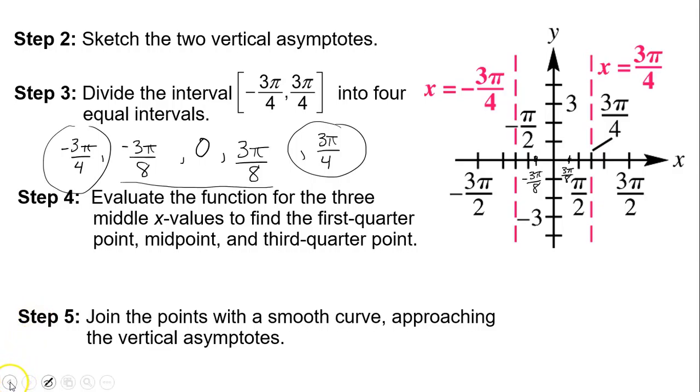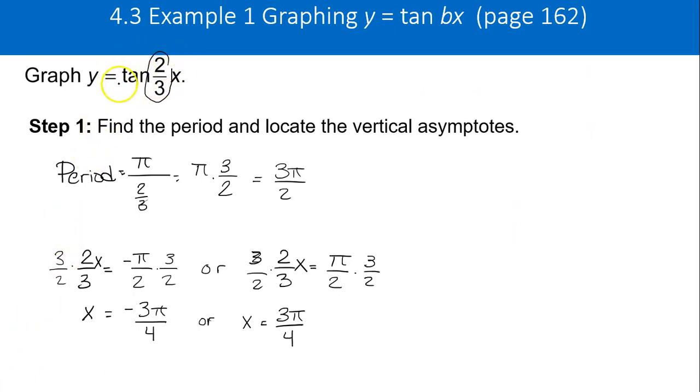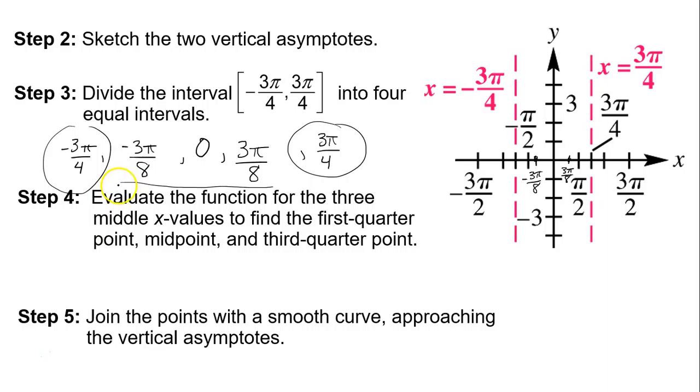Take your function, tangent of 2/3 x, and like I told you in your sine and cosine functions, plug these in as x values into that function. So here I'm going to write that down. Y equals tangent of 2/3 x. Okay, so plug in the negative 3 pi over 8 into x and evaluate that.